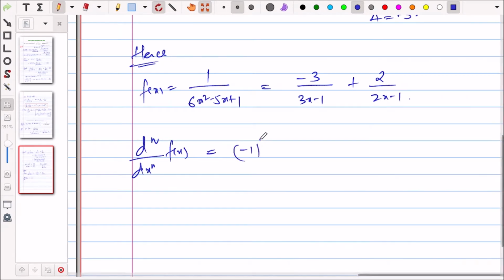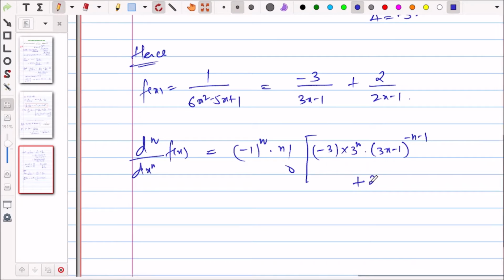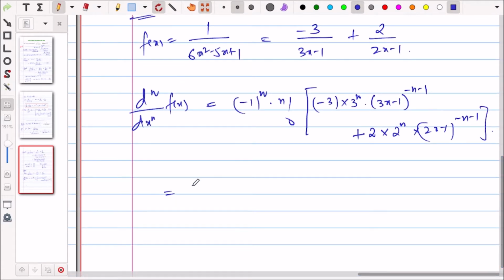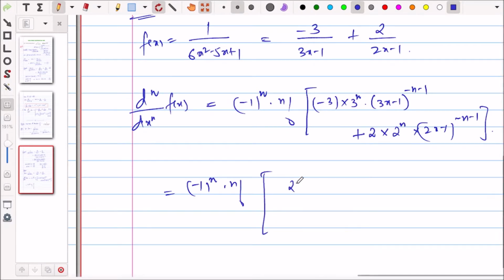You just take this n factorial outside. Here it is minus 3 into 3 to the power n, (3x minus 1) to the power minus n minus 1, plus the same. Here 2 into 2 to the power n, (2x minus 1) to the power minus n minus 1. So just simplify it. So minus 1 to the power n factorial, this will become 2n plus 1 by 2x minus 1.